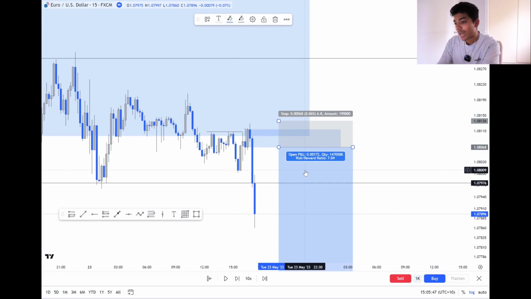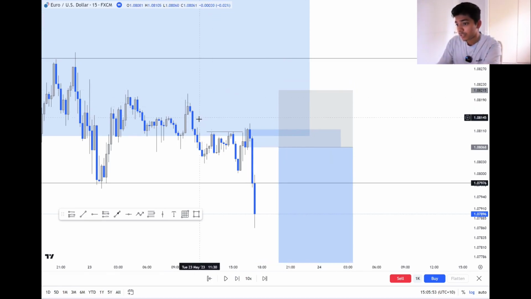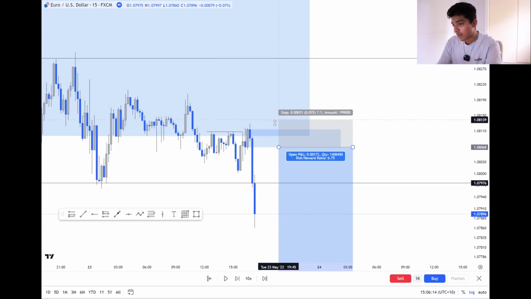I will say when I entered this trade, I actually kept my stop loss a fair bit above. I kept it at this zone right here simply because there was a little bit of imbalance here. And if price would have come up to take out that imbalance, then I wanted to make sure that my stop loss was safe. You could keep it here or you could keep it here. That gives you a 7 to 1.